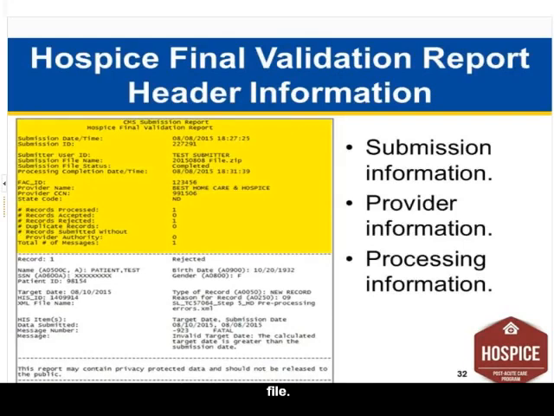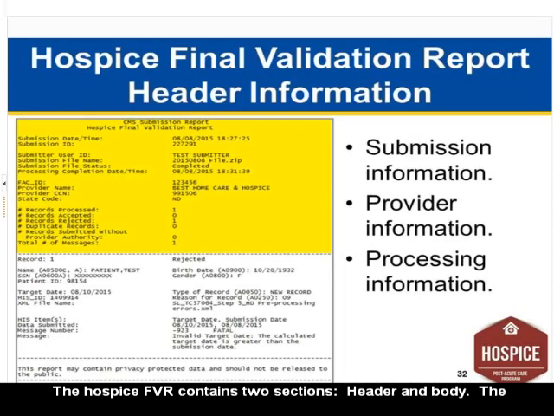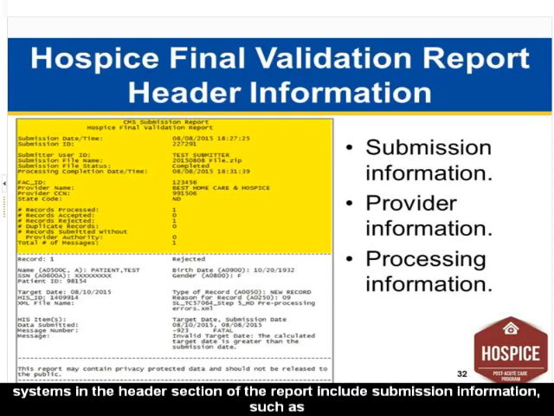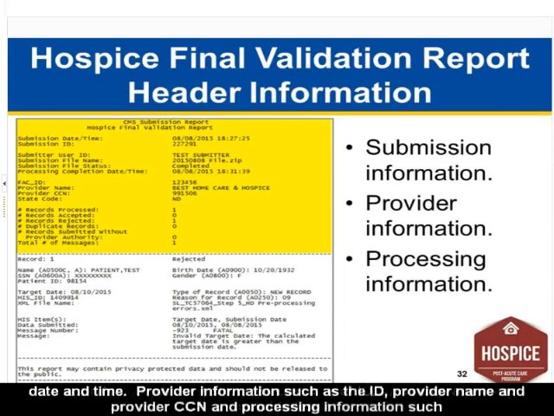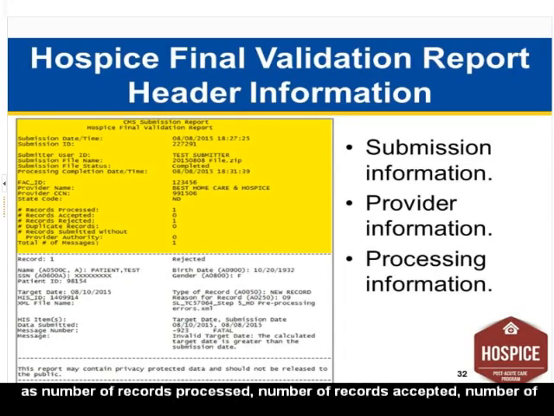The Hospice FVR contains two sections, header and body. The header section of the report includes submission information such as the submission date and time, submitter user ID, submission ID, and processing completion date and time. Provider information such as the FAC ID, provider name, and provider CCN, and processing information such as number of records processed, number of records accepted, number of records rejected, and total number of messages.